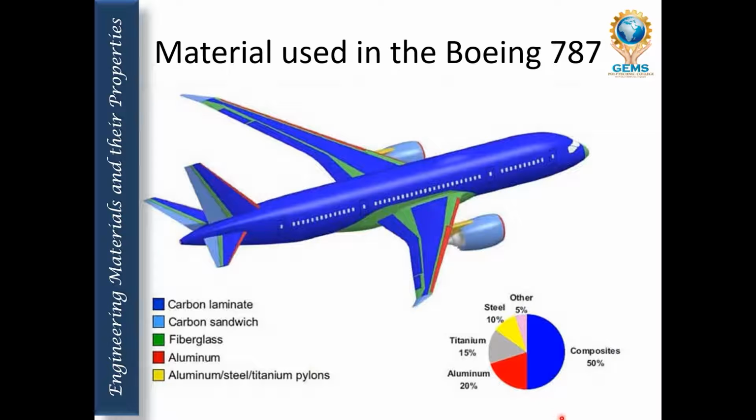So the next one is carbon sandwich. This blue area is a carbon sandwich area. The green area is a fiber glass area. The red area is the aluminum area, and the yellow area is the aluminum steel or titanium pylons. So basically all the material used in the flight is lightweight, because it has to travel in the atmosphere at about 30,000 feet, right? So this is the example. A combination of two different materials forming a new material, that is the composite. I think this is a good example, because I love this example.